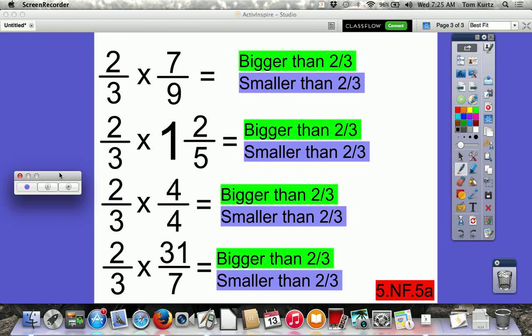And if you multiply by an improper fraction or a mixed number, which both of those mean they're bigger than 1, you're going to get an answer that's bigger. So it's really just that simple.